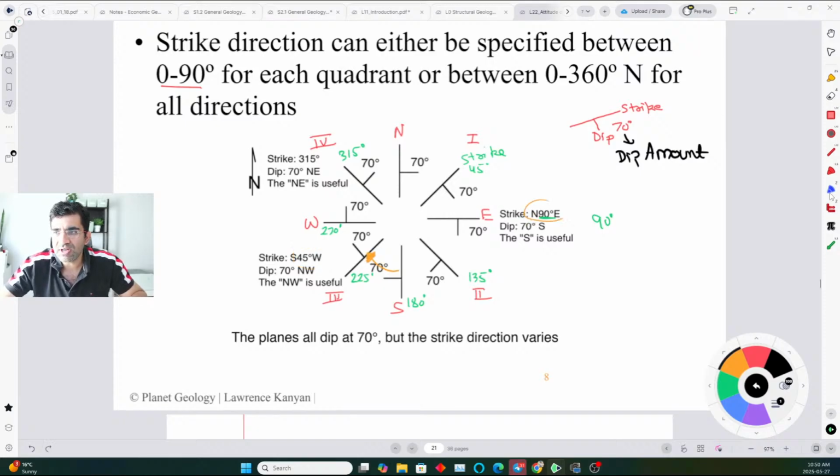Similarly, north 90 degrees east. This is another way. So you go north and you go east 90 degrees of that. Or you can also say, for example, north 45 degrees east. Or you can say east 45 degrees south, like that. Okay. So you go east, take 45 degrees from there. So that is another way of representing strike direction.